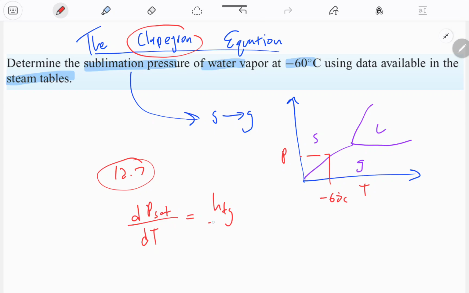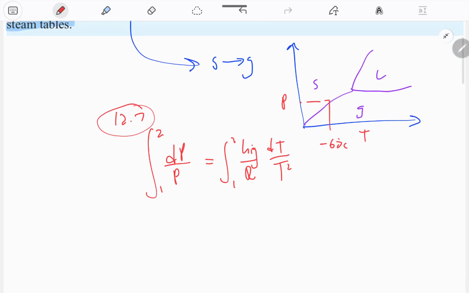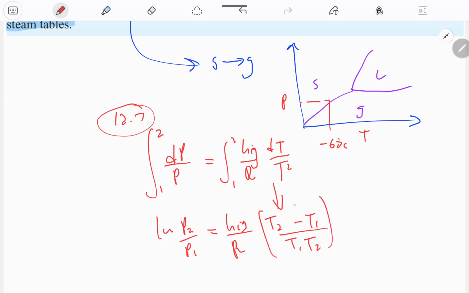H_fg. Okay, I probably copied the wrong equation, but I think it's like this: dP over P equals the integral from 1 to 2 of h_ig dT over T squared R. If I integrate both sides, this side will have ln of P2 over P1 equals h_ig over R, times the difference in temperatures over the product of the temperatures. This is just your math, moving that to there.